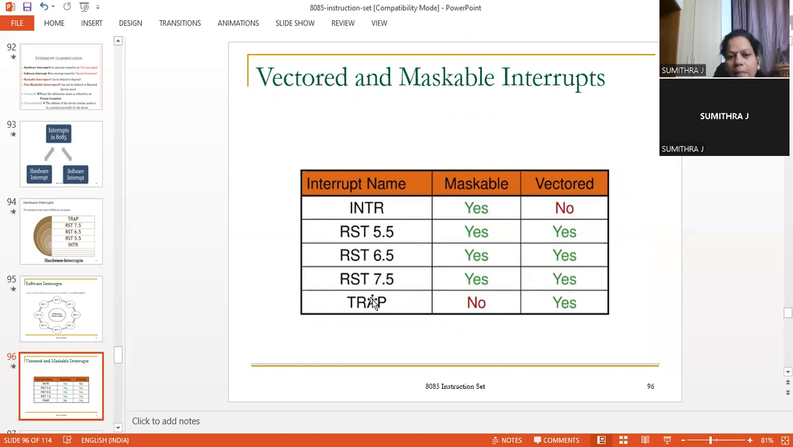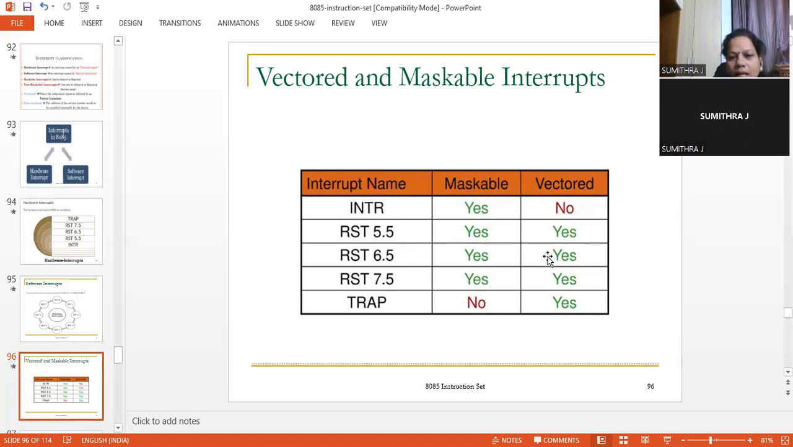As I already mentioned, the TRAP has the highest priority, and it is also a non-maskable one. That means whenever this interrupt occurs, the processor needs to attend to this interrupt without any delay. That's why under maskable, it is mentioned as no. That is, it is not supposed to get masked by any means. Whereas the remaining four can be masked. By using the instructions enable interrupt and disable interrupt, we can mask the remaining four interrupts like INTR, RST 5.5, 6.5, 7.5.